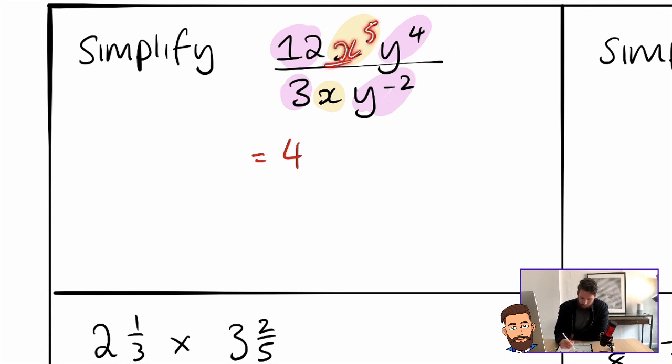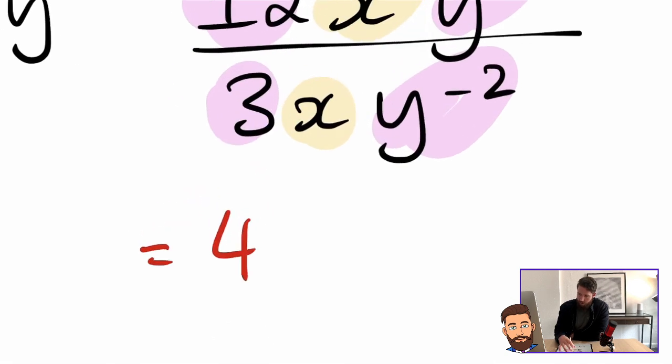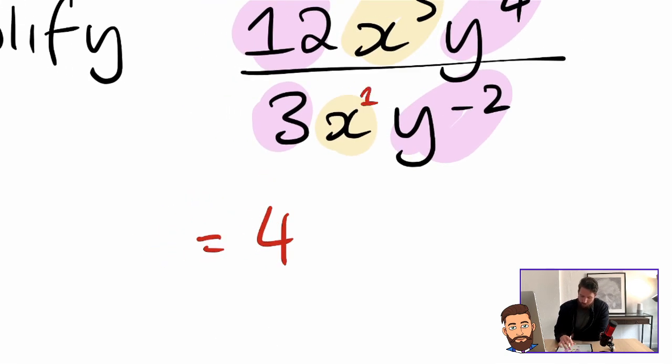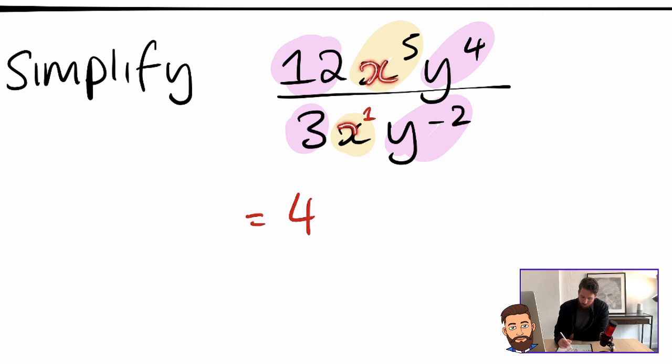X to the power 5 divided by x, well, the first thing you should do is fill in that if there is no power it is 1, and the rule when we divide bases that are the same, we take away the power. So we're going to do 5 minus 1, which would be simply x to the power 4. And then you just have to be a little bit careful on the y, so the base will stay the same, y, and we're going to do 4 minus minus 2. Well, 4 minus minus 2, remember, would mean plus, so that would be 4 plus 2, which is 6. So the final answer to question number 1 would be 4x to the power 4, y to the power 6.